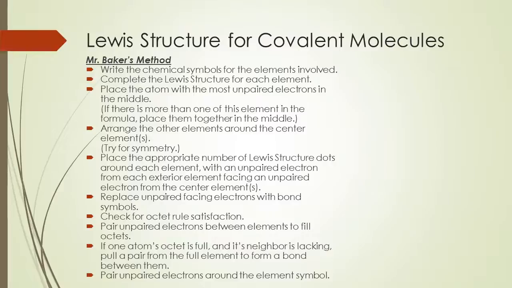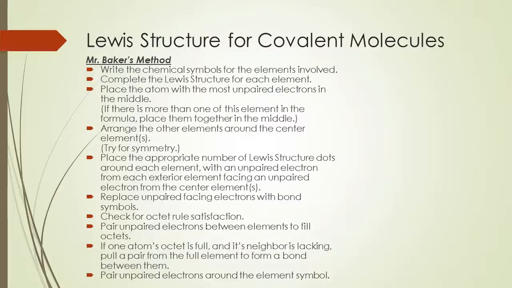NF3, write the chemical symbols for the elements involved. What's involved in NF3? Obviously it's nitrogen and fluorine. We're going to have 3 of them. Remember, that's what the 3 represents. This isn't like the transition metals where I'm giving you a Roman numeral, and the Roman numeral represents the charge. That 3 tells us that 3 atoms of fluorine are going to be involved with 1 atom of nitrogen. I'm just going to draw the 1 fluorine right now, while we go through this. So complete the Lewis structure for each element.